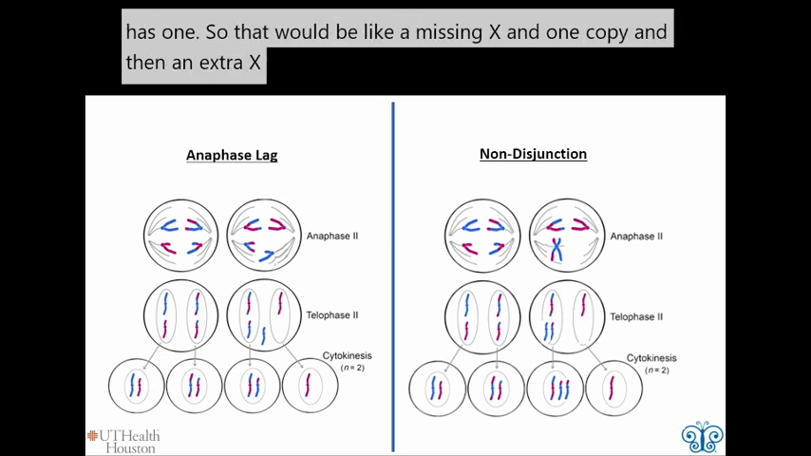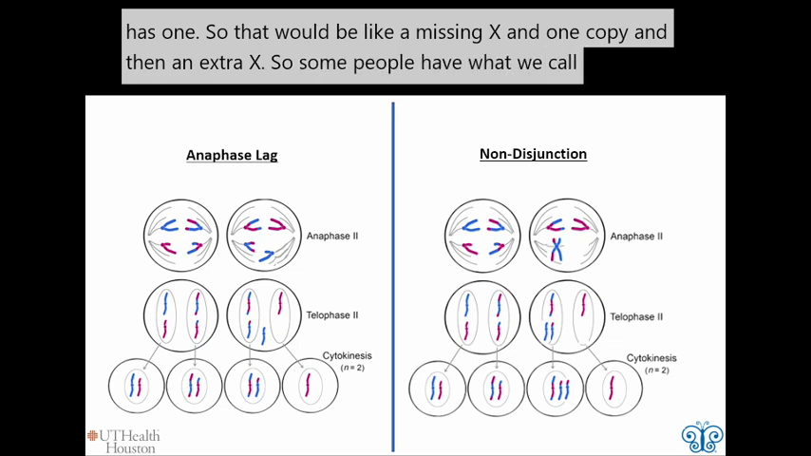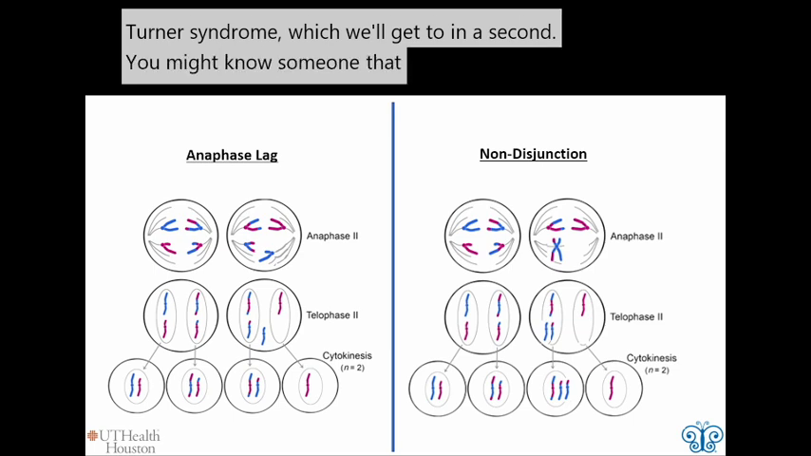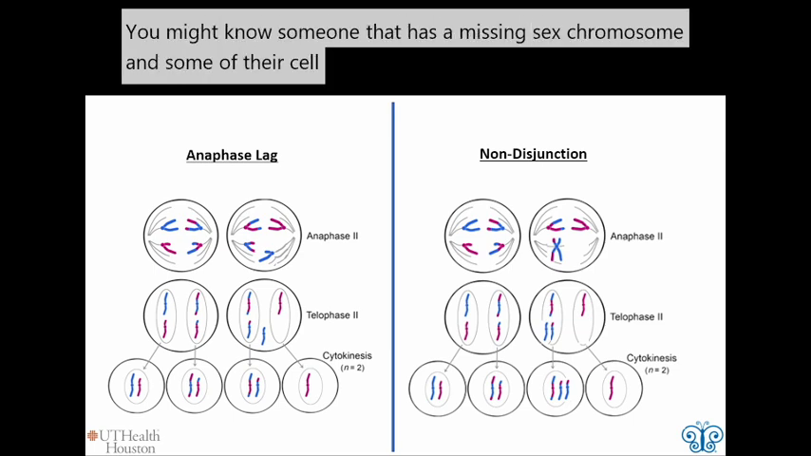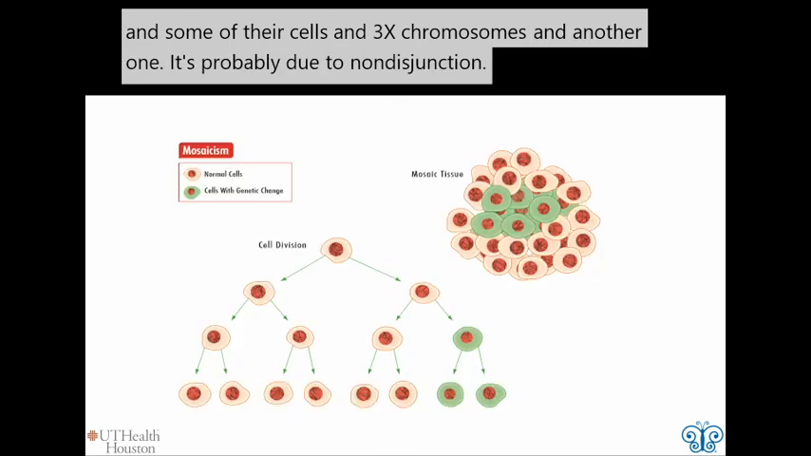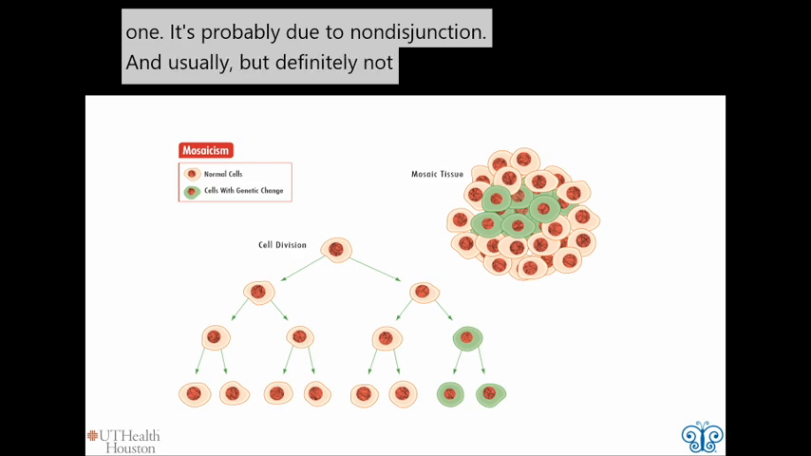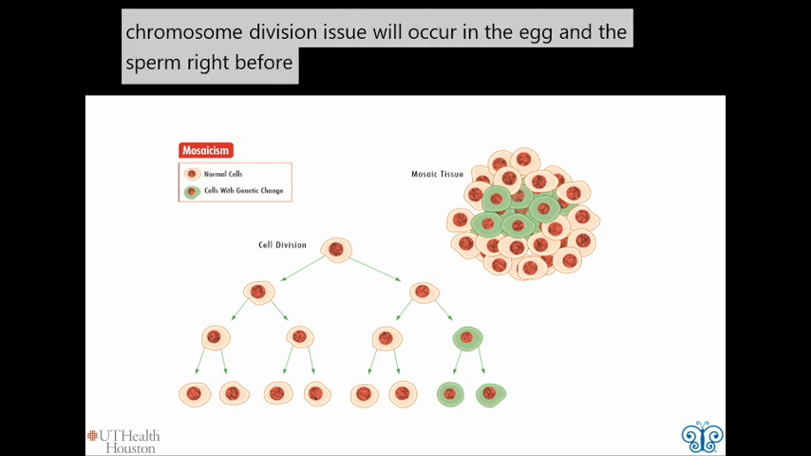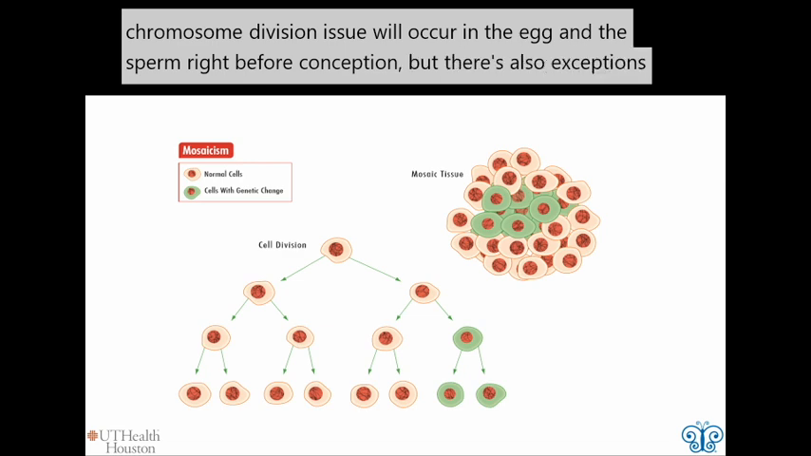So some people have what we call mosaic Turner syndrome, which we'll get to in a second, but you might know someone that has a missing sex chromosome in some of their cells and 3 X chromosomes in others. It's probably due to non-disjunction. And usually, but definitely not all of the time, this chromosome division issue will occur in the egg or in the sperm right before conception. But there are also exceptions, where I mentioned mosaicism.